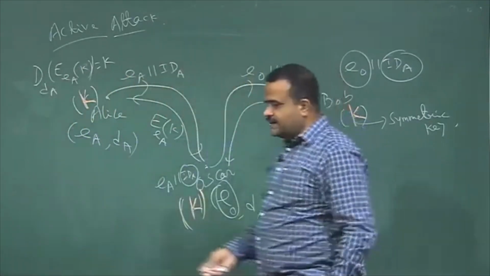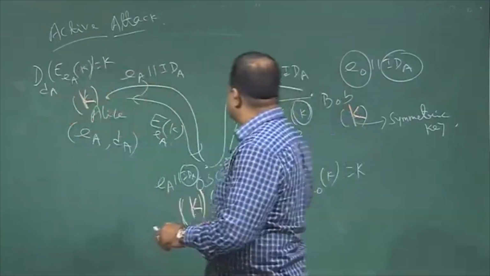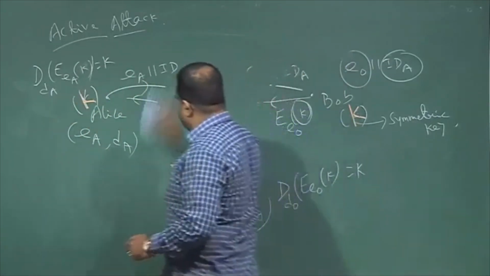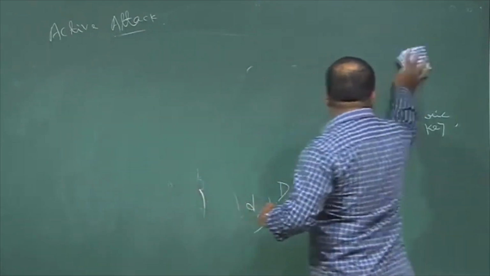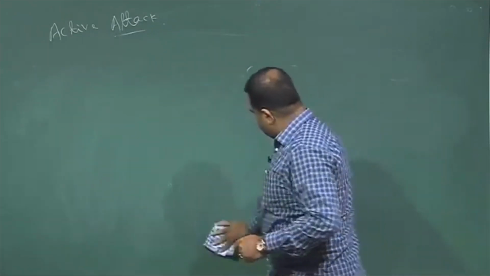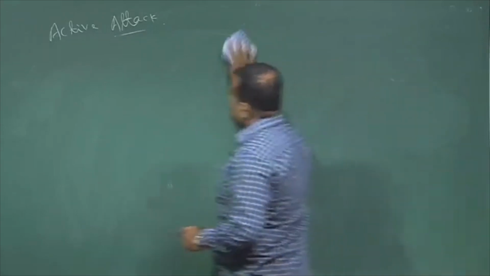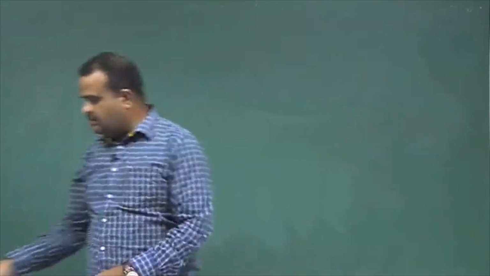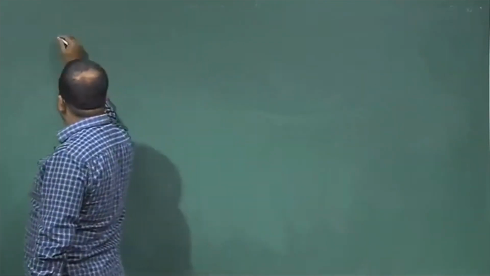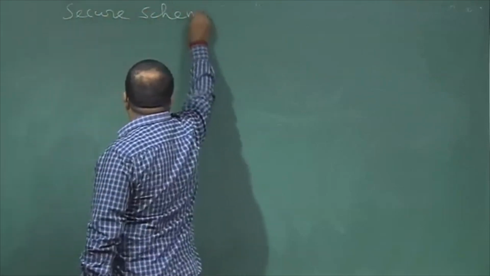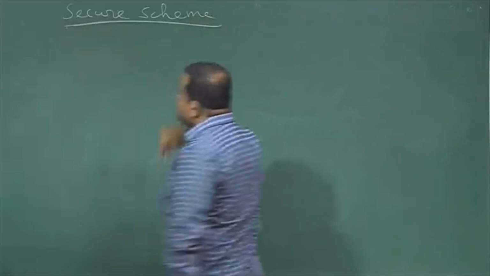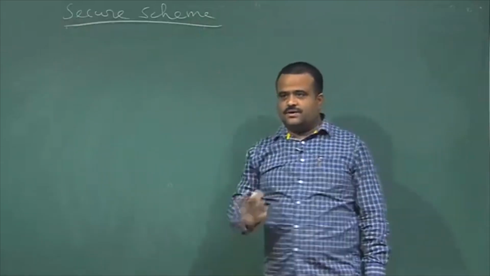So to prevent this attack, we do some more rounds on this key exchange protocol. So how to prevent this attack? So this is supposed to be a secure scheme. Anyway, we have to check it, secure in the sense that it is secured under the active attack.